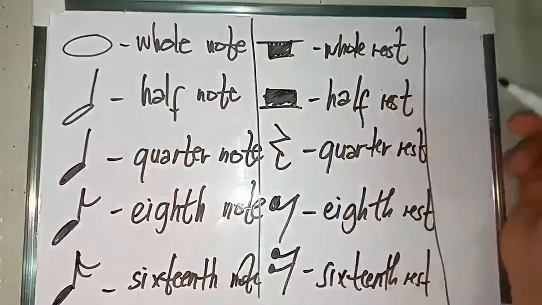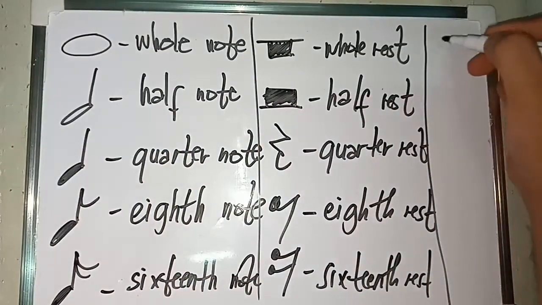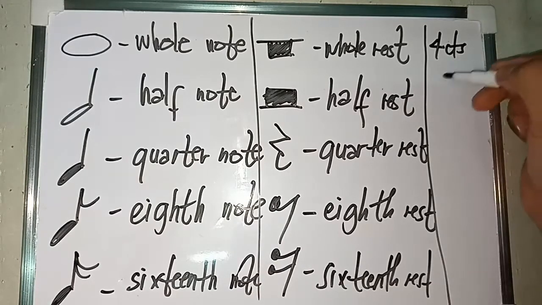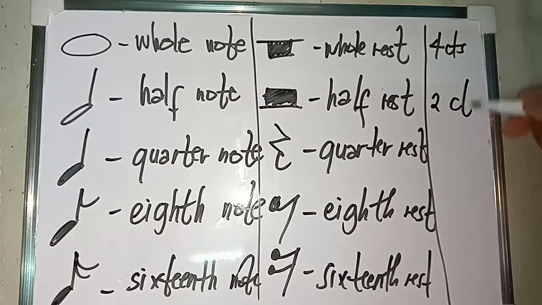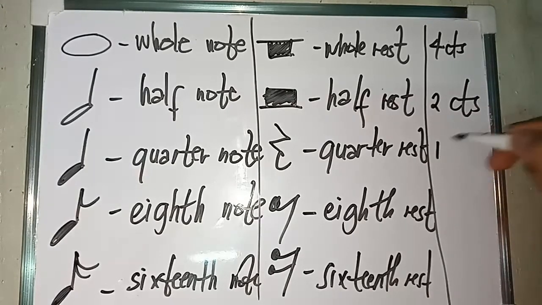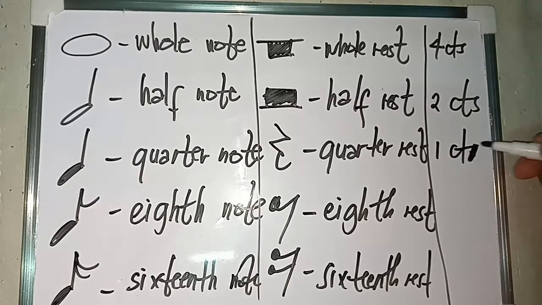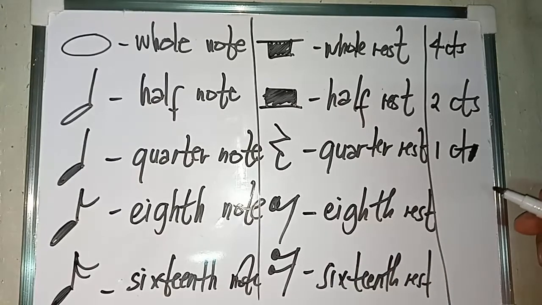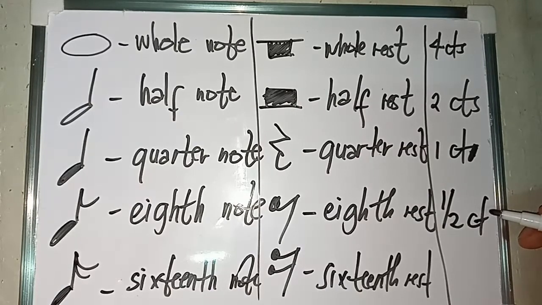The whole note and whole rest have 4 counts or beats. The half note has 2 counts or beats. The quarter note and quarter rest have 1 count or beat. The 8th note and 8th rest have 1.5 counts. The 16th note and 16th rest have 1/4 count.